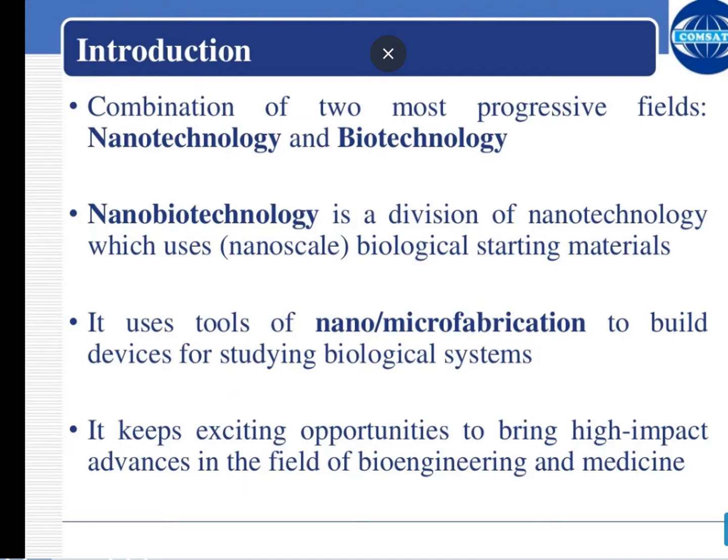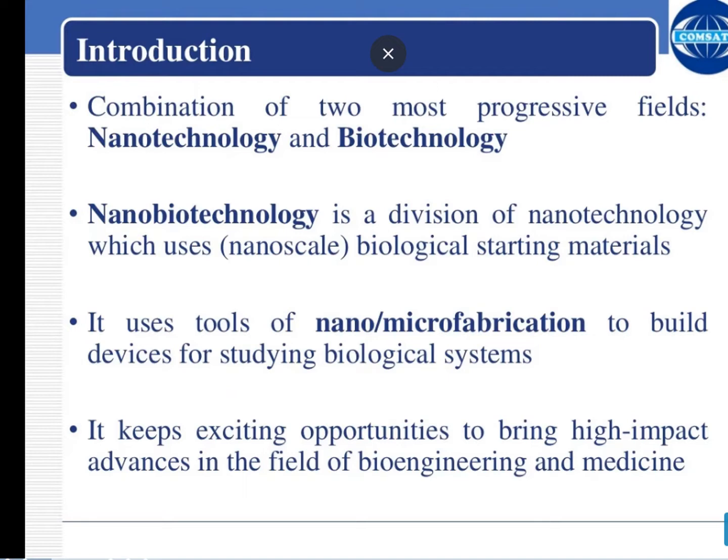Nanobiotechnology is a combination of two progressive fields. Nanotechnology is one field and biotechnology is another field. That combination is given the name nanobiotechnology. So nanobiotechnology is a division of nanotechnology which uses nanoscale material, and biological material is the starting material for nanobiotechnology. It uses tools of nano microfabrication to build devices for studying biological systems.